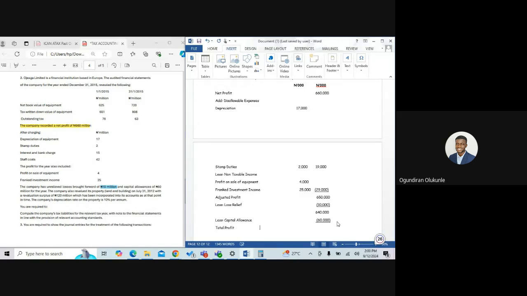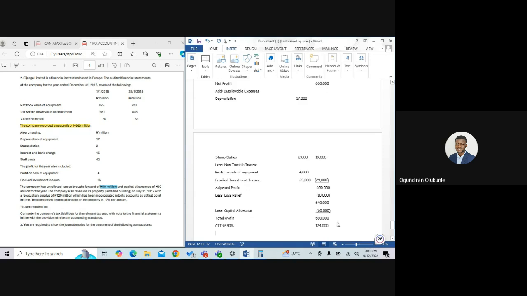Total profit. How much is the total profit? So it's now 580, 580,000. Right. So you have CIT at 30%, right? How much is CIT at 30%? 580 times 30%? 174, 174,000.